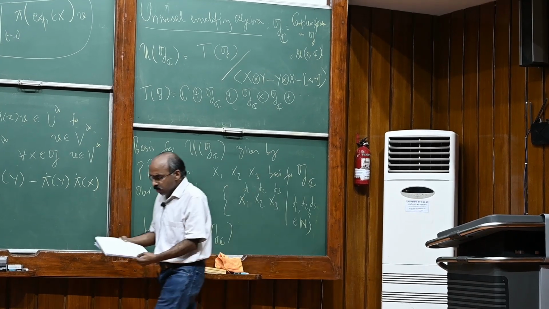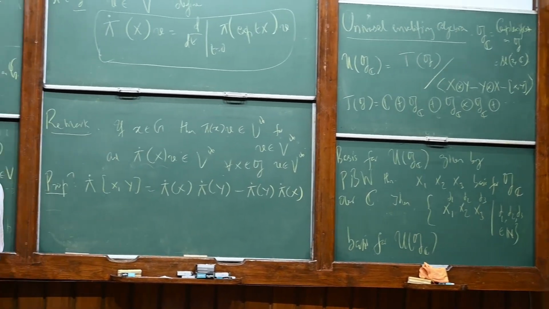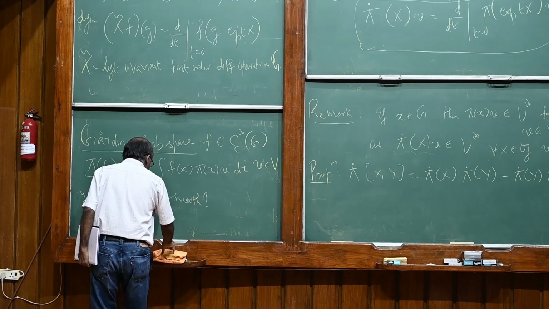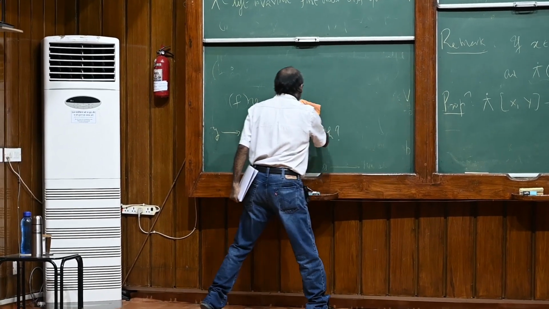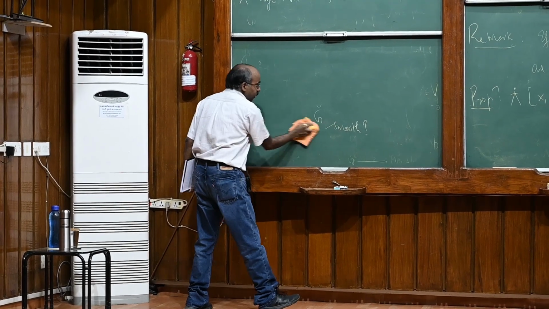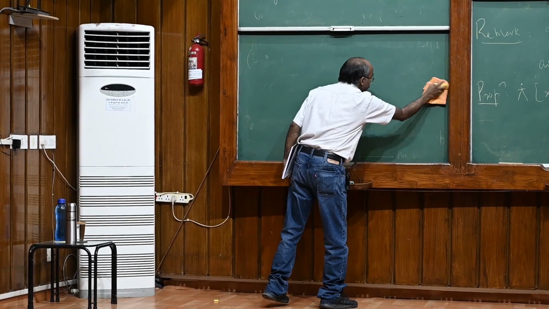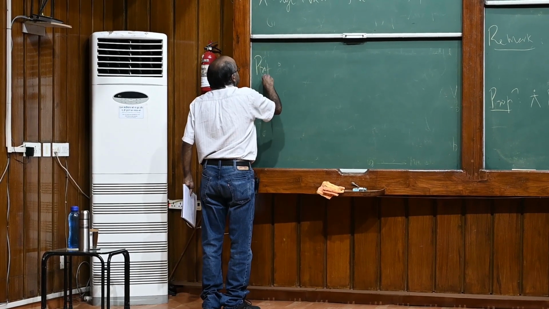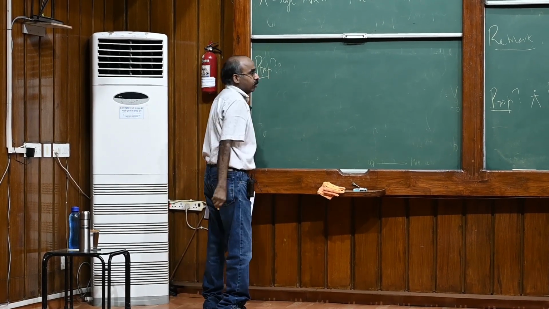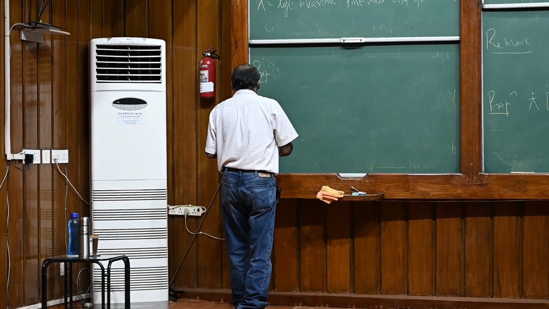Right. So I'll write that as a proposition which says that any Lie algebra action will extend to an action of the universal enveloping algebra. So again, this is something you will see, or you have already seen in the case of commutative rings.